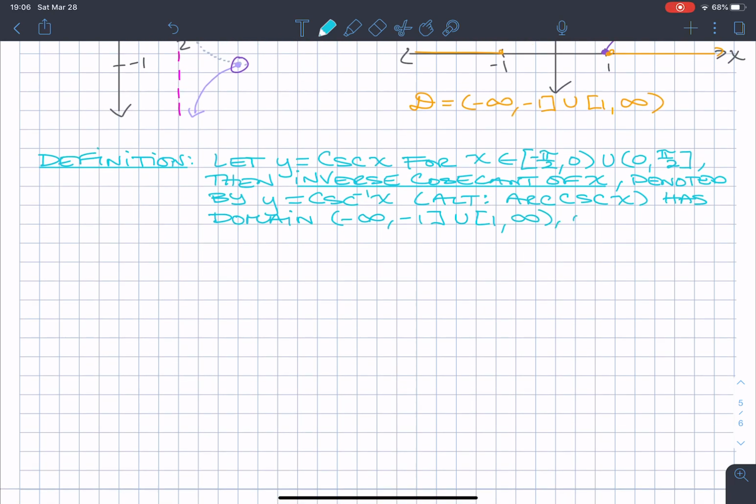And range. Well, the range should be the same as the restricted domain. So that would be from negative pi over 2 to 0, union 0 to pi over 2. And we want to note, of course, that y is equal to inverse cosecant of x, rewriting this without the inverse, is equivalent to x is normal cosecant of y. Swap x and y. Okay, so that's the definition.